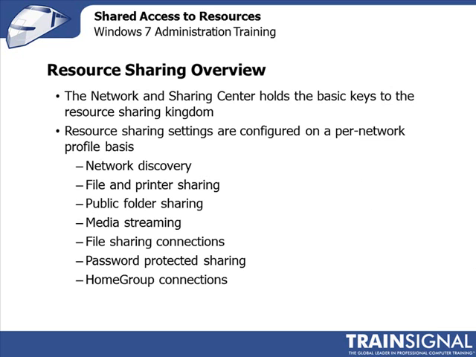In Windows 7, the Network and Sharing Center holds the basic keys to the resource sharing kingdom. Resource sharing settings are configured on a per network profile basis. Remember, the network profiles by default in Windows 7 are work, home, domain, and public. For each network profile, you configure a number of different items, including network discovery, file and printer sharing, public folder sharing, media streaming, file sharing connections, password protected sharing, and home group connections. If you don't know what any of these things mean, don't worry about it. We're going to go over to a GlobalMantic system right now and take a look at these things.